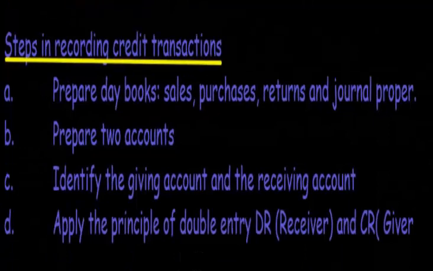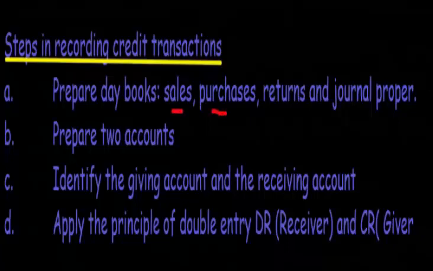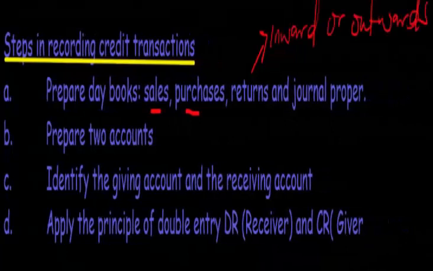Steps in recording credit transactions. A. Prepare daybooks. There are several types of daybooks: we have the sales daybook, the purchases daybook, the returns daybook. In the returns daybook, we can have a return inwards daybook or a return outwards daybook, and we have the journal proper. B. Prepare two accounts, like in the earlier illustrations where we had a cash book and then a sales daybook. C. Identify the giving account and the receiving account.